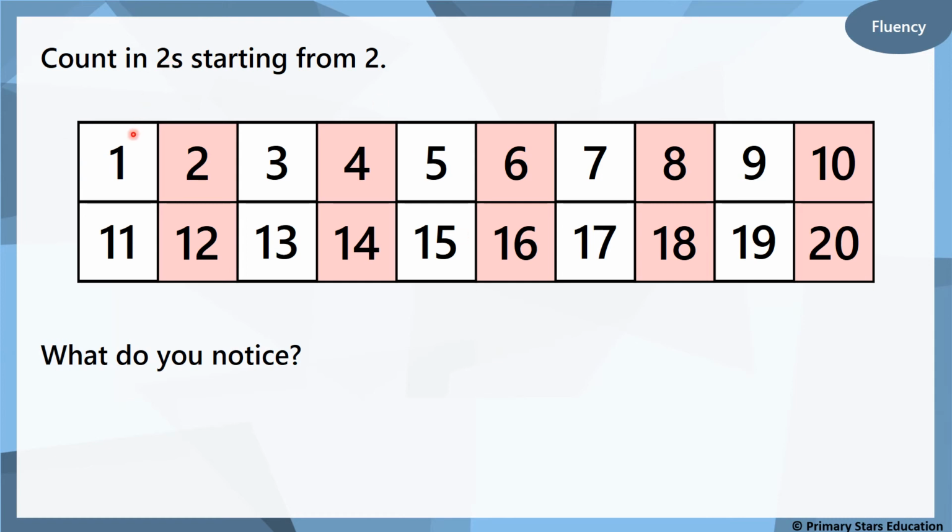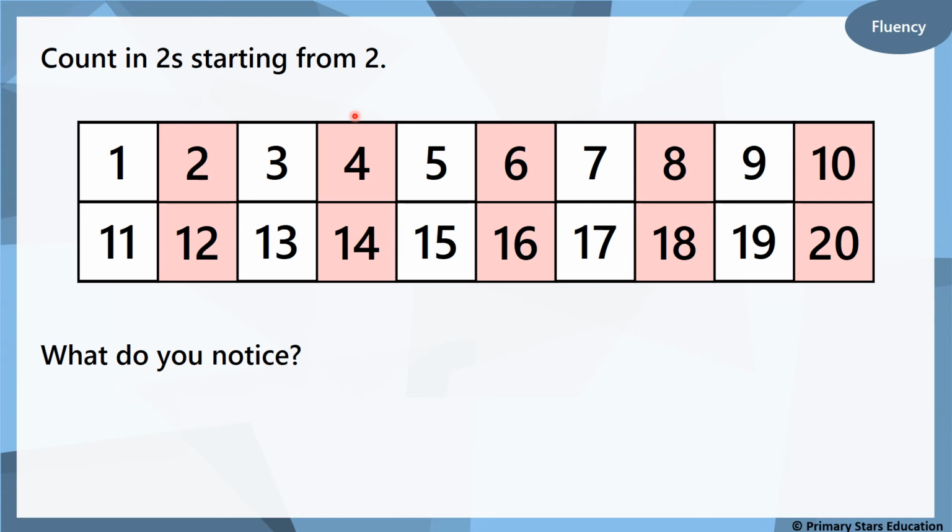We have white, pink, white, pink, white, pink, white, pink, white, pink, and it keeps on going like that, doesn't it? So when we're counting in 2s, we miss a number, we say a number, we miss a number, we say a number, and that pattern keeps on happening. Have you noticed anything else about the numbers in the twos?